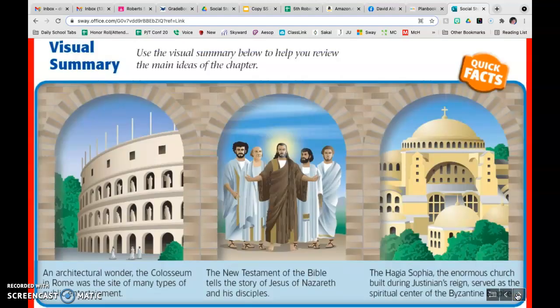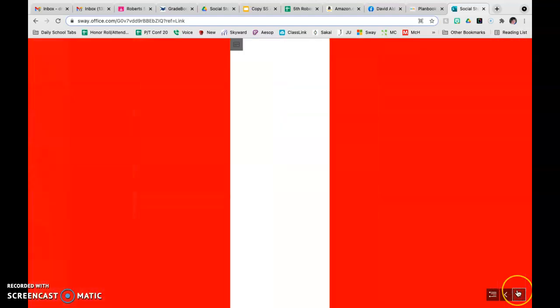And this just kind of sums it all up. So from the architectural wonder of the Colosseum in Rome to the New Testament of the Bible that tells the story of Jesus of Nazareth and his disciples, and then the Hagia Sophia, the enormous church built during Justinian's reign, which served as the spiritual center of the Byzantine Empire, which was the Eastern Roman Empire.